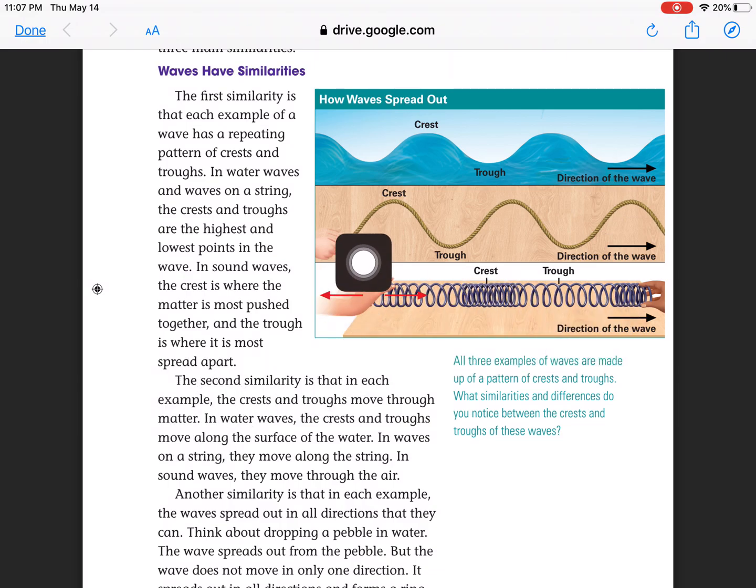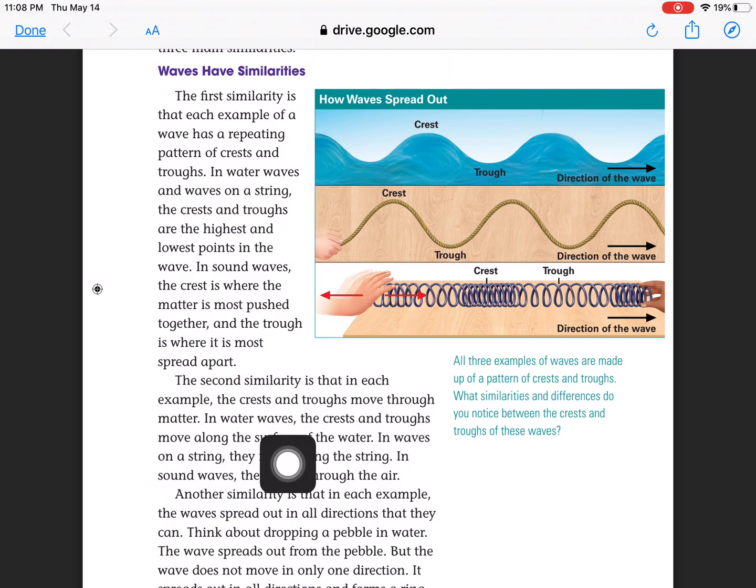And you can see those here, crests and troughs, crests and troughs. And in this, crests and troughs, crests and troughs. But in the sound wave, it is trough and crest, trough and crest. The second similarity is that in each example, the crests and troughs move through matter.